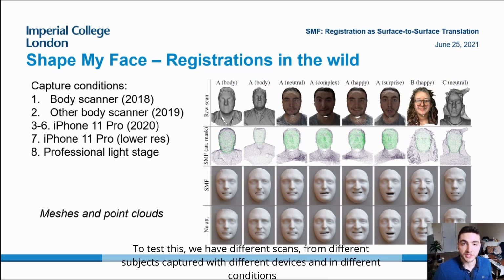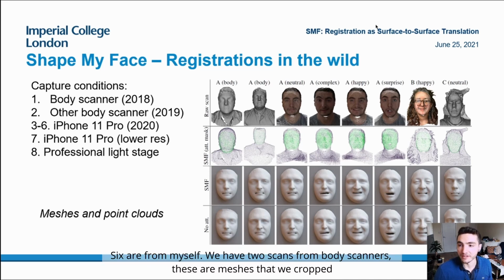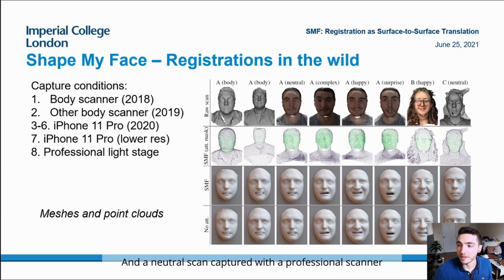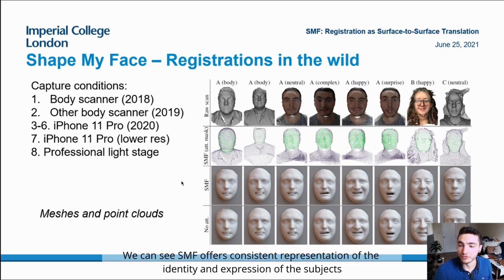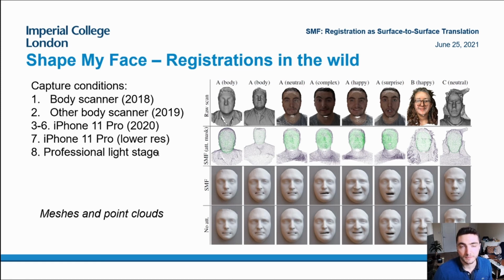To test this, we have different scans from different subjects captured with different devices and in different conditions. 6 are for myself. We have 2 scans captured with body scanners. These are meshes that we cropped. 4 scans are expressive scans captured with my phone as point clouds in high resolution. We have 1 expressive scan captured with my phone at the low resolution, again as a point cloud, and 1 neutral scan captured with a professional face scanner. We can see that SMF offers consistent representation of the identity and expression of the subjects, and that the attention mechanism is successful at identifying the face.